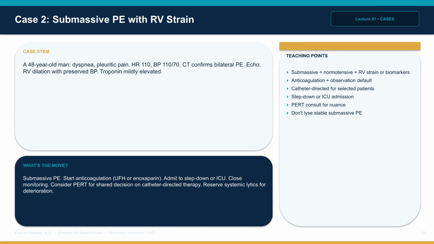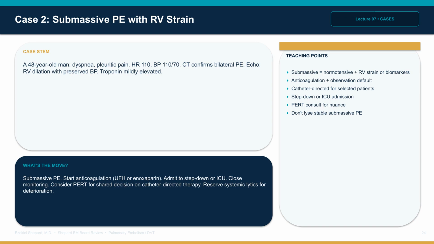Case 2. A 48-year-old man presents with dyspnea and pleuritic chest pain. Heart rate is 110. Blood pressure is 110/70. CT confirms bilateral pulmonary emboli. Echo shows right ventricular dilation with preserved blood pressure. Troponin is mildly elevated. This is submassive PE.